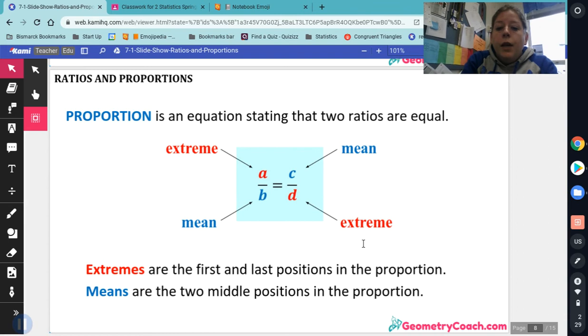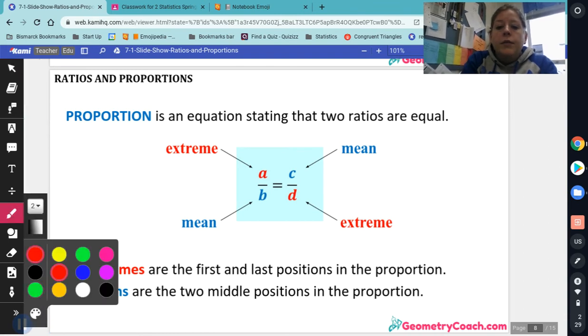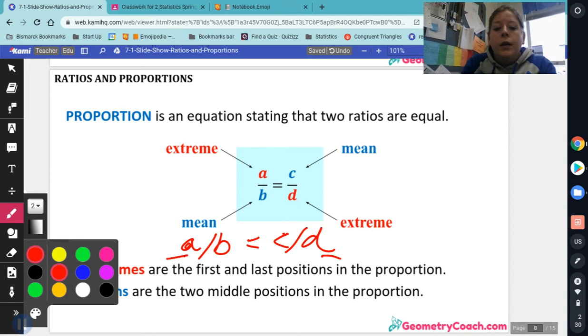Now, if you write the fraction sideways instead of up and down, you can kind of see why the red ones are the extremes, because they're on the extreme outsides, and the B and the C, the blue ones, are more in the middle, so they're more in the average part of the equation. So they have the means and the extremes.